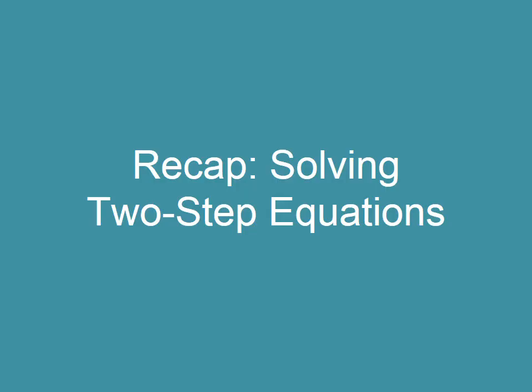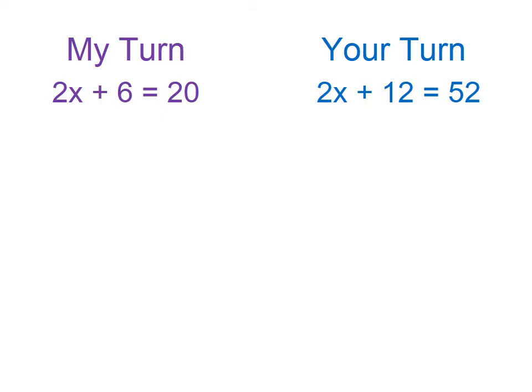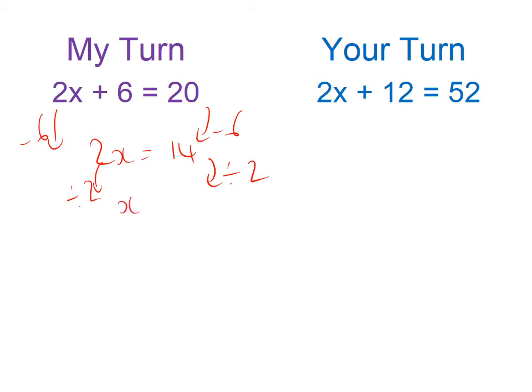Our next job is to have a look at solving two-step equations. 2x plus 6 equals 20. The first thing you need to do is subtract 6 from both sides. That will give you 2x equals 14. Now remember, 2x really means 2 times x, so the next thing we need to do is divide both sides by 2 to give me x equals 7.